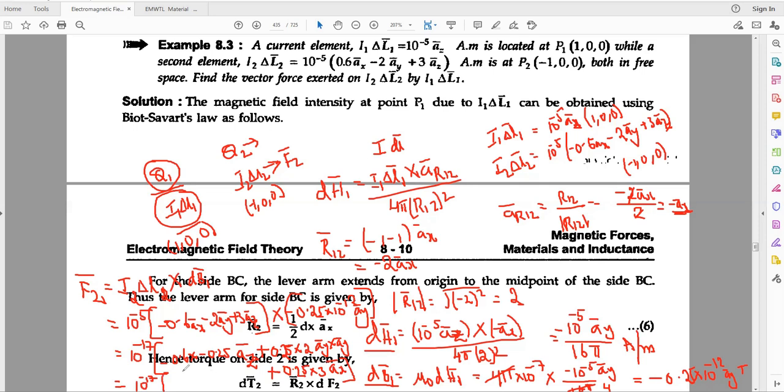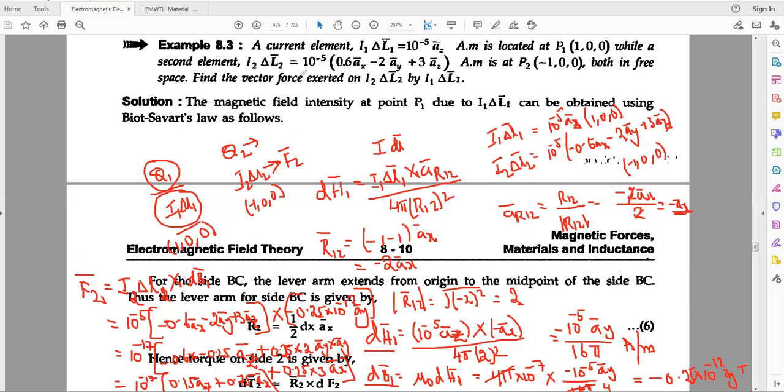Then after, it is 10 power minus 17 multiplied with, we got a minus 0.6 and minus 0.25, it is a plus 0.15 AZ bar, and here the plus AY bar cross AY bar is equal to 0, my dear students, and 0.25 into 3 is 0.75 AX bar. Got it, my dear students?